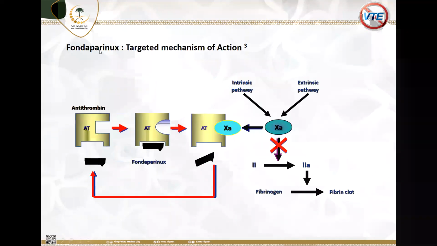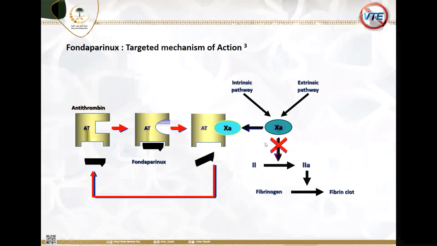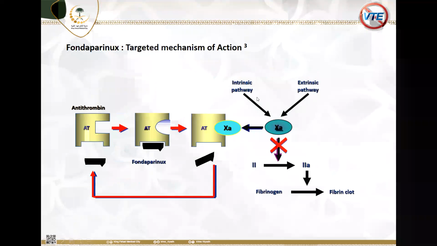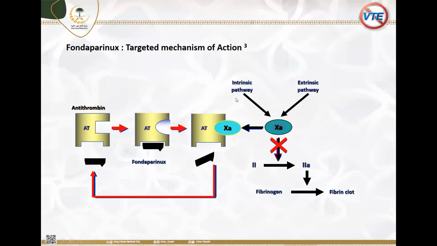So this is what I mentioned, the targeted mechanism of action. Remember, this is the coagulation cascade, just focus here. You have the extrinsic pathway and the intrinsic pathway. The extrinsic pathway, the tissue factor pathway, has factor 7. The intrinsic pathway has factor 8, factor 9, factor 11, 12. The convergence of the two pathways leads to the activation of factor 10. This is a very key protein in the coagulation cascade, very important.